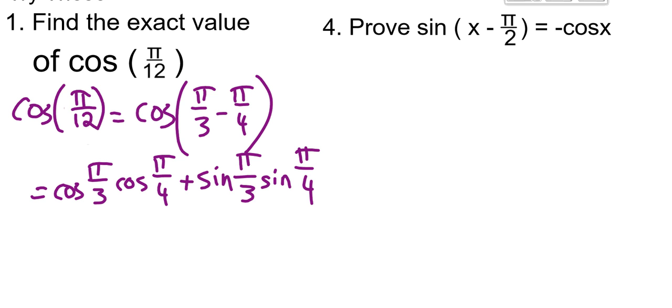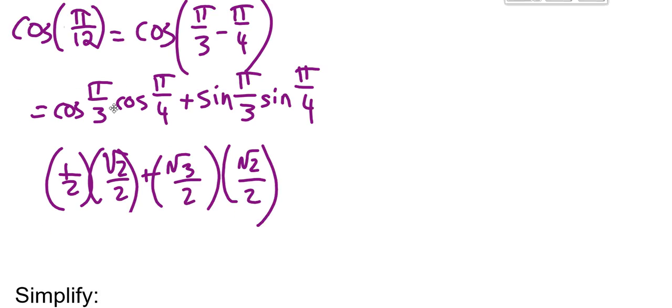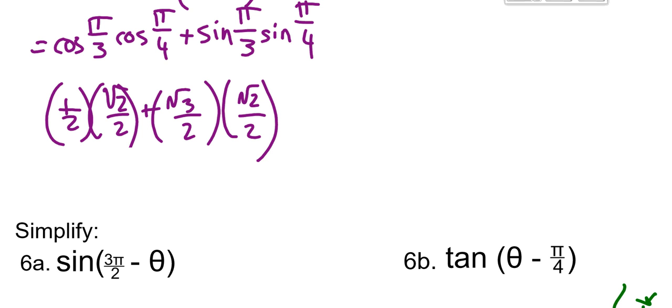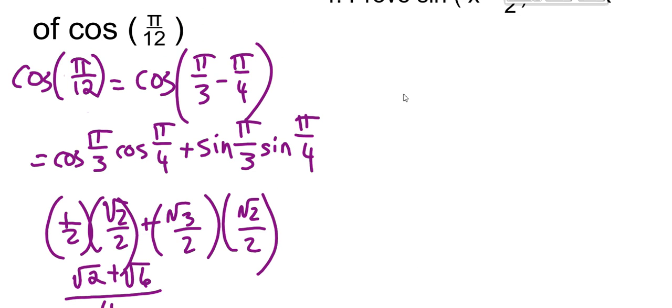So hopefully you did that. And cosine of pi over 3 is 1/2. Cosine of pi over 4 is square root of 2 over 2, plus sine of pi over 3 is square root of 3 over 2. Sine of pi over 4 is square root of 2 over 2. Just multiplying, when we multiply the denominators, we'll have a common denominator of 4. And so we get square root of 2 plus square root of 6, all over 4. And so that allows us to get an exact value of something that is not directly on the table that we've looked at. So we want to prove this next one.